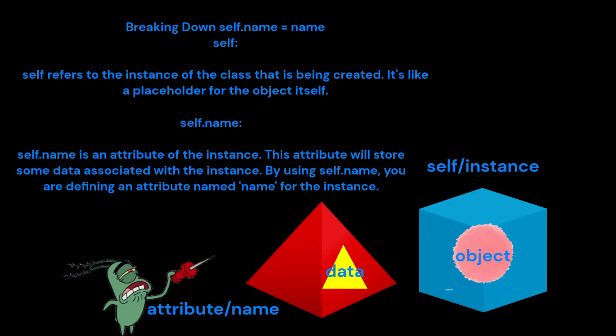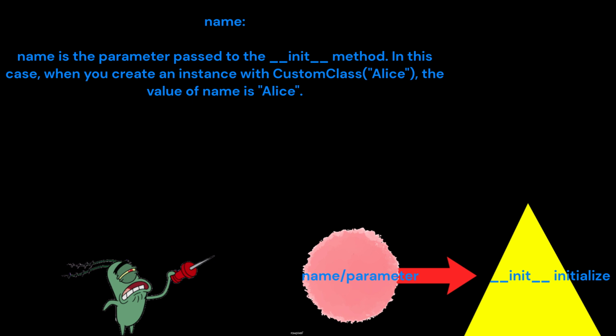Breaking down self.name = name. self. self refers to the instance of the class that is being created. It's like a placeholder for the object itself. self.name. self.name is an attribute of the instance. This attribute will store some data associated with the instance. By using self.name, you are defining an attribute named name for the instance. name. name is the parameter passed to the __init__ method. In this case, when you create an instance with CustomClass("Alice"), the value of name is Alice.